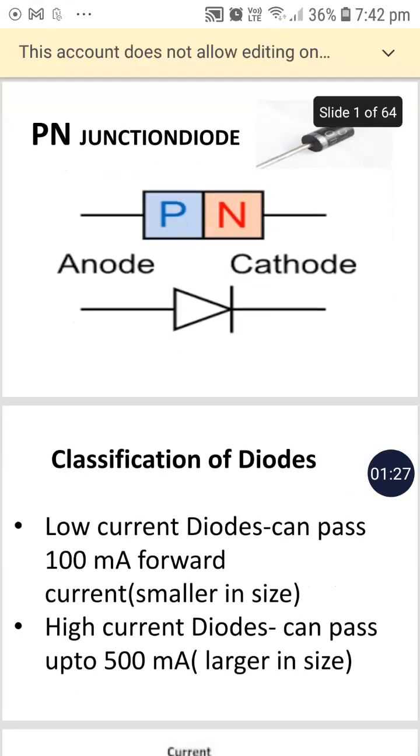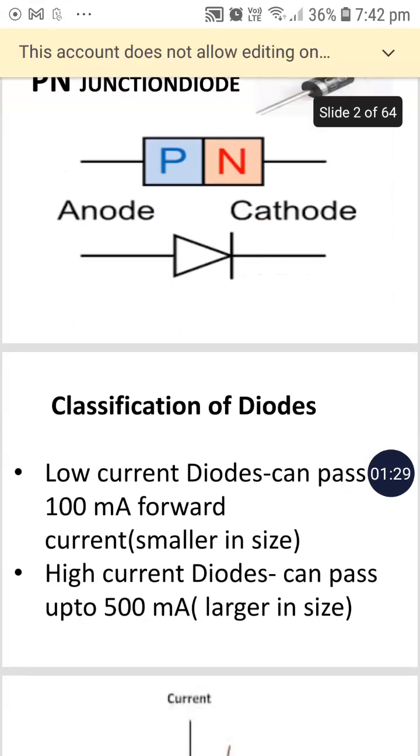There are three types of diodes available in the market. The first is the low current diode, which is smaller in size. The second is the high current diode, which is larger in size, and the third is the medium current diode.